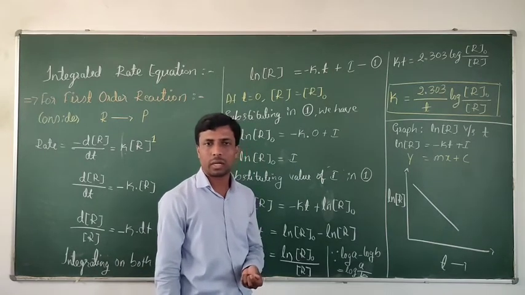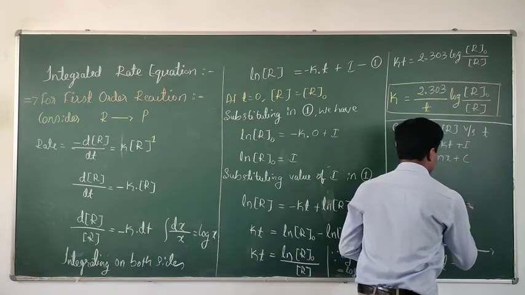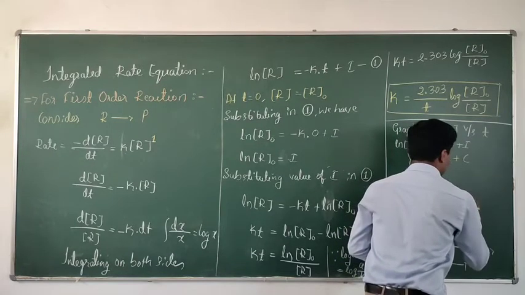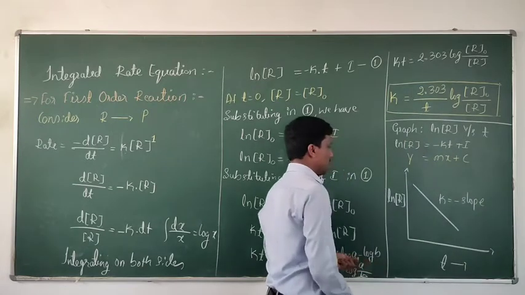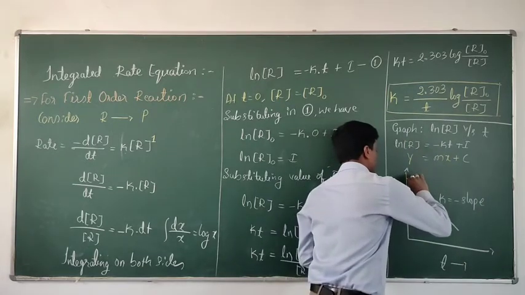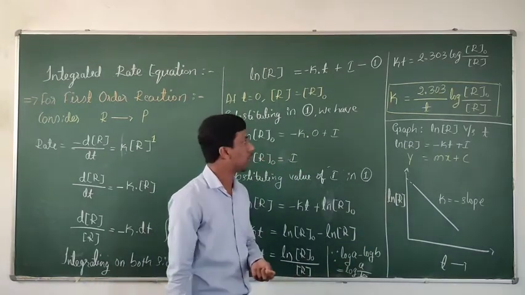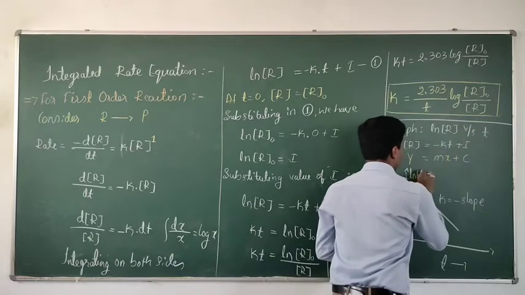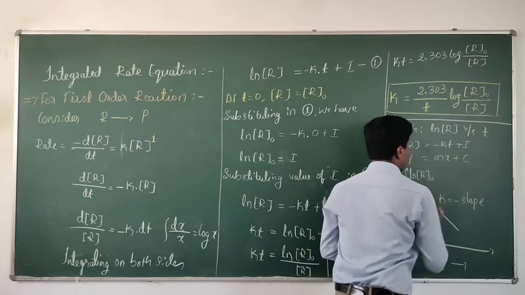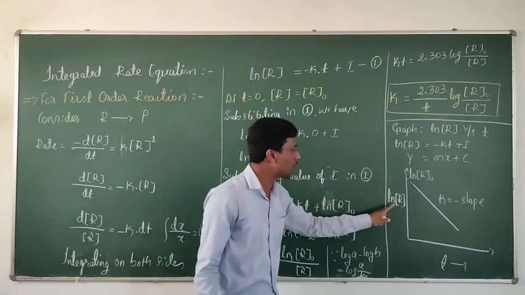Don't forget the slope. Okay? Here k is equal to negative slope. Again, negative slope. What is the intercept? Intercept is ln r naught. Not just r naught, ln r naught, because here we have taken ln r.